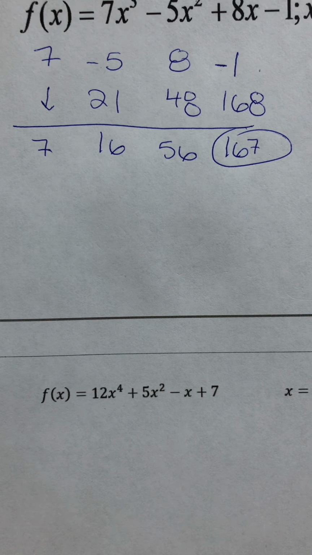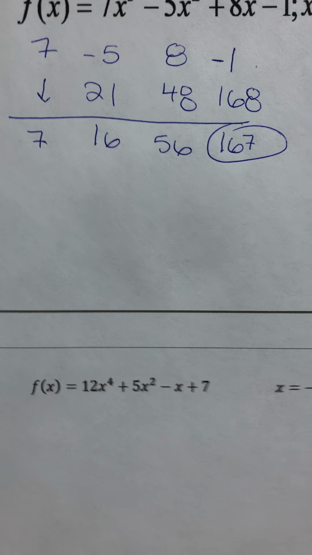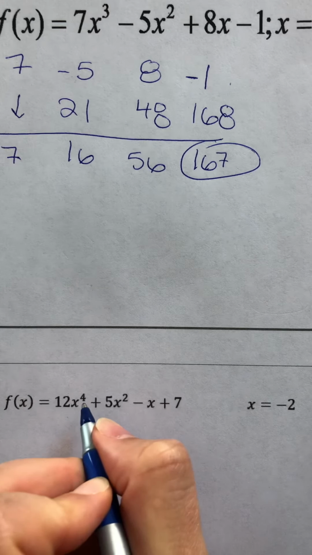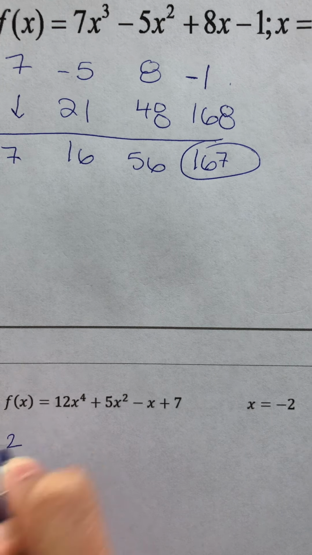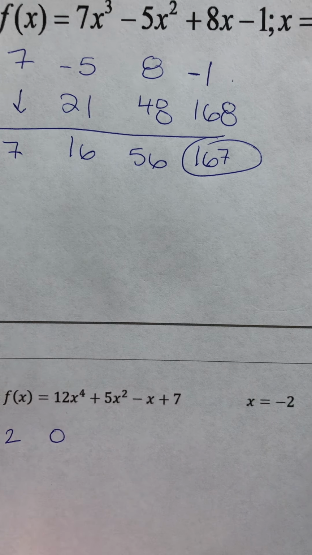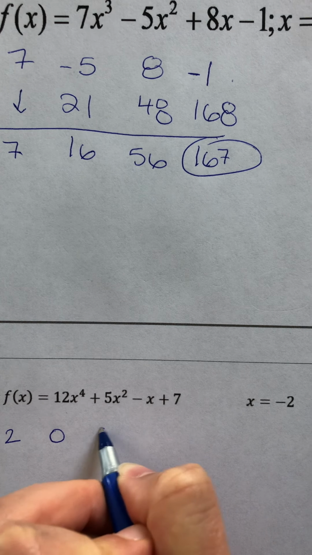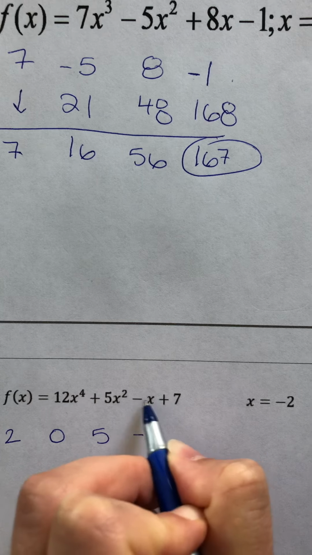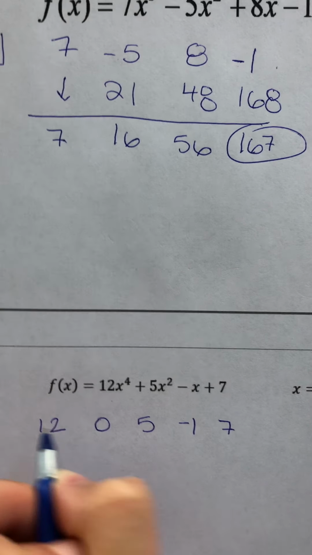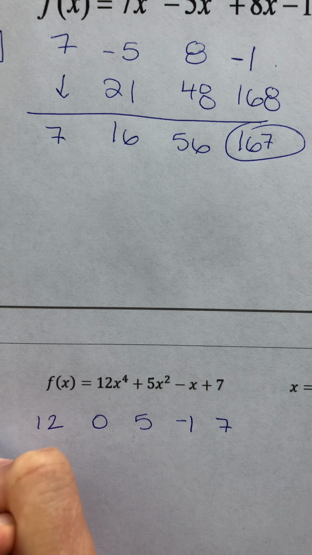So here we have 12x to the fourth plus 5x squared minus x plus 7 for when x equals negative 2. So start with writing our coefficients. We've got an x to the 4th, so we've got a 12. We don't have an x cubed, so we're going to have a placeholder as our 0. 5, negative 1, that's what is in front of the x, and a 7. Over here on the side, we have a negative 2.